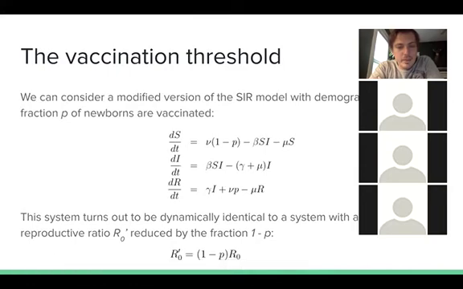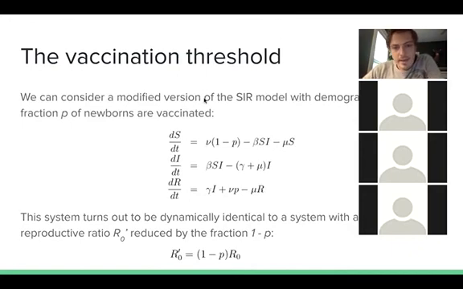Lastly, the really interesting thing that we can do with these SIR type models is look at what fraction of the host population we have to vaccinate or remove through measures such as quarantining to be able to eliminate an infectious disease from a host population. We can consider this by looking at a modified version of the SIR model, where a certain proportion, which we'll call P, of newly born hosts get vaccinated at birth.